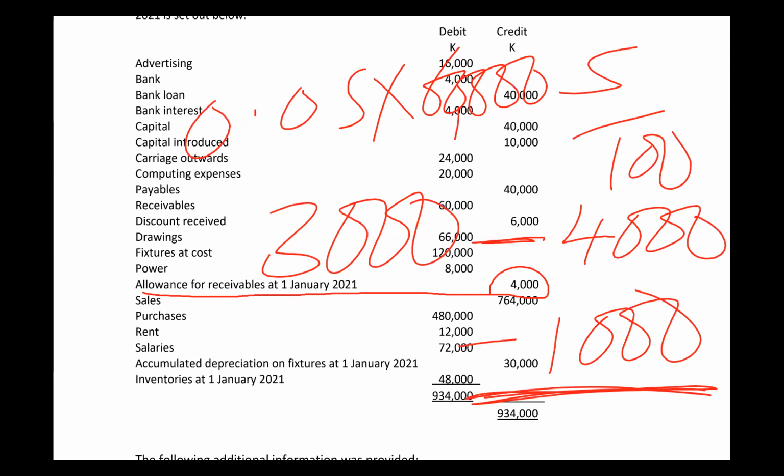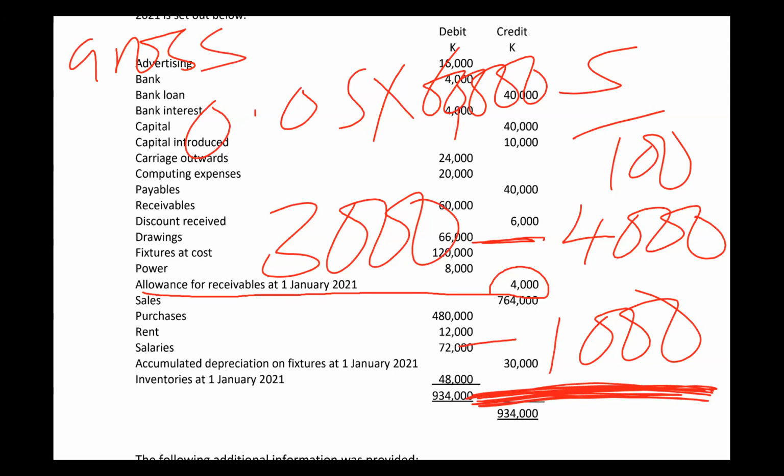Sometimes you can find a positive answer. Now, this is what it means. If you find a negative answer, it means the provision for doubtful debt, or the allowance for receivables, reduced. Since the allowance for receivables reduced, this is an income. You add this 1,000 to the other incomes. Remember, when you're doing the profit and loss account, after gross profit you add the other incomes. You add this 1,000 as a reduction in the allowance for receivables. It is other income.